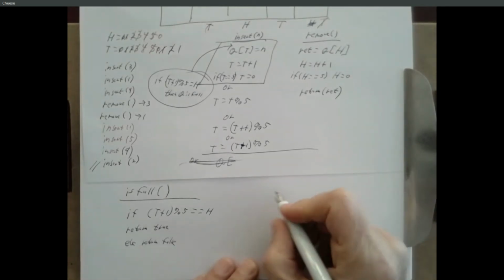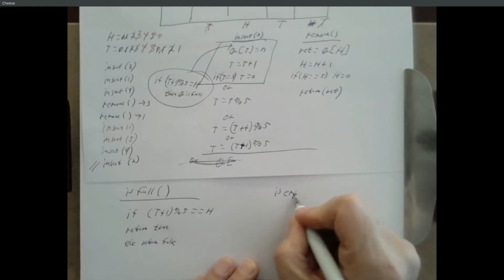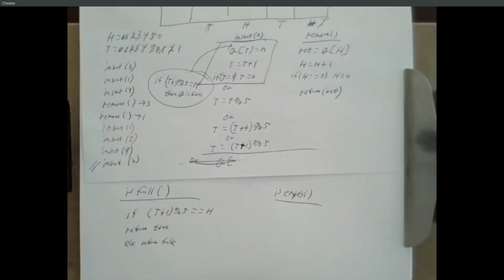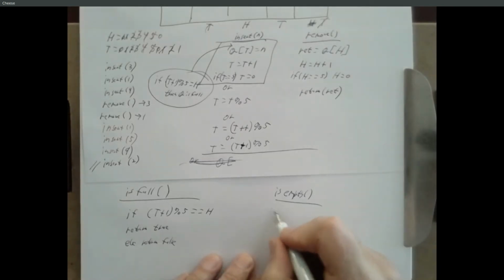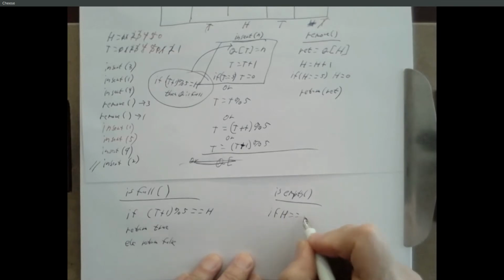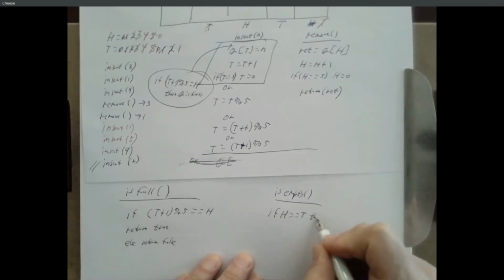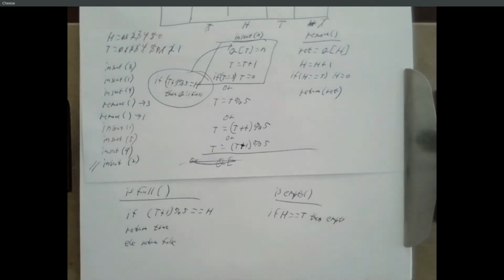And how do we know if it's empty? Guesses? Head equals tail. Right? And again, they may not be 0, but as long as head is equal to tail, the queue is empty. If tail plus 1 is equal to head, the queue is full.